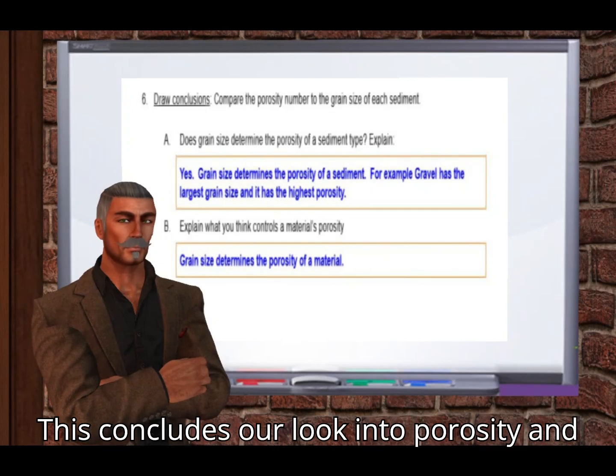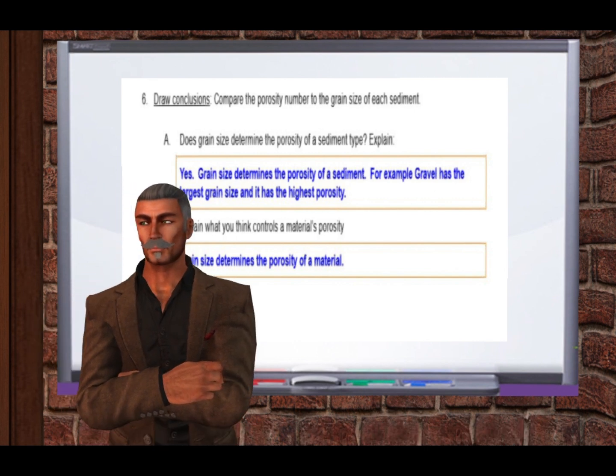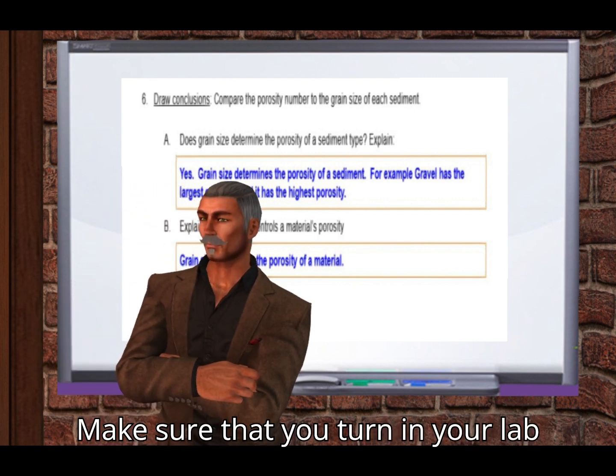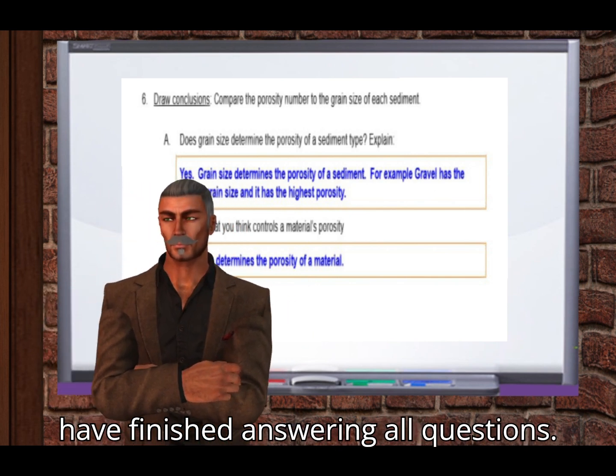This concludes our look into porosity and permeability of sediments and soil. Make sure that you turn in your lab report worksheet for grading when you have finished answering all questions.